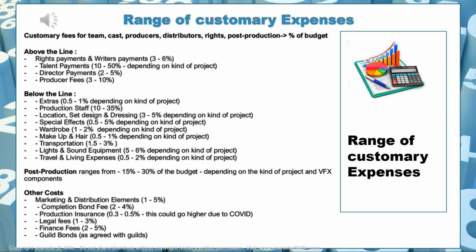Makeup and hair, I've seen anywhere from 0.5% to 1% of the budget. Transportation, anywhere from 1.5 to 3% of the budget. Light and sound equipment, 5 to 6%. Again, very much driven by the project. Travel and living expenses, anywhere from 0.5% to 2%. Depends also very much where you're shooting, of course. You know, if you're shooting in the south of France, it might be more expensive than if you shoot in Iowa. Post-production ranges anywhere from 15 to 30%, also very much depending on the kind of project that you're doing.